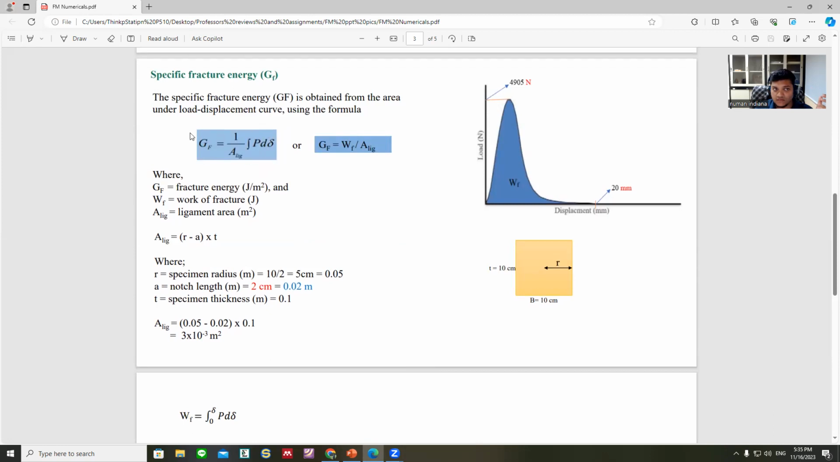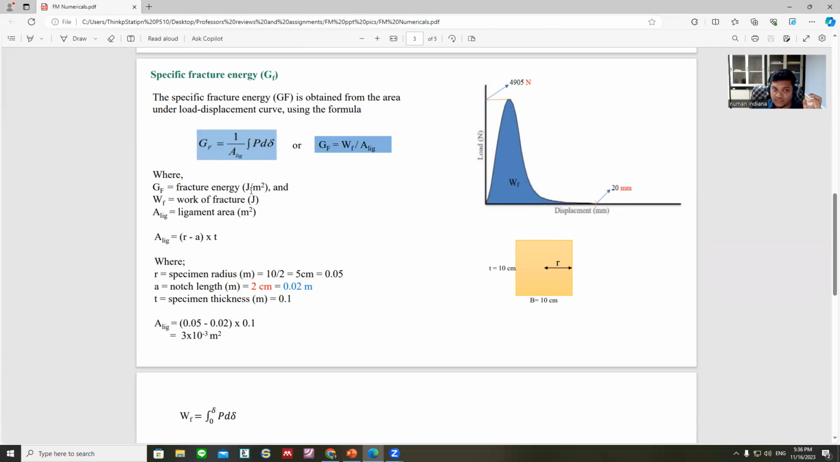Then this is the formula for the fracture energy. GF is equal to WF by ligament area. Ligament area is the area which covers the part of the internal cracking. The normal area, we just multiply the length and breadth, but the ligament area means the development of crack which happened here. So we have to consider that too. So we call it the ligament area. And the numerator is the integration of P d delta.